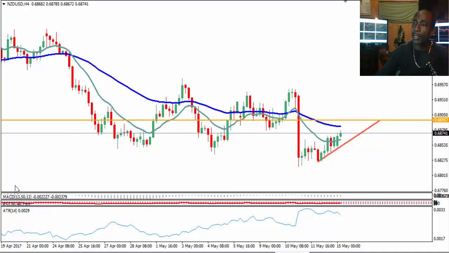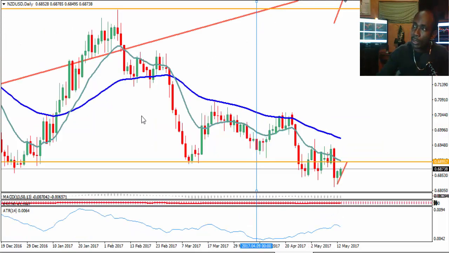So here we are on this chart. It's a 4-hour chart. It's New Zealand versus the US dollar. And what I do have at the bottom here is ATR. It's a 14-period ATR. That means that for the past 14 days, it's telling you that each candle on the 4-hour chart has an average of 29 pips.